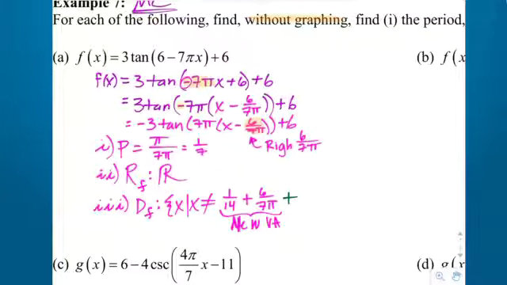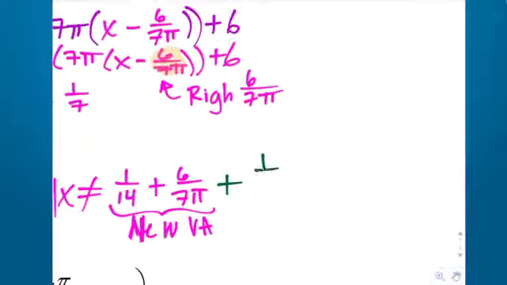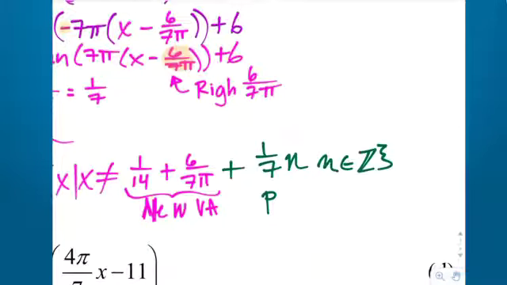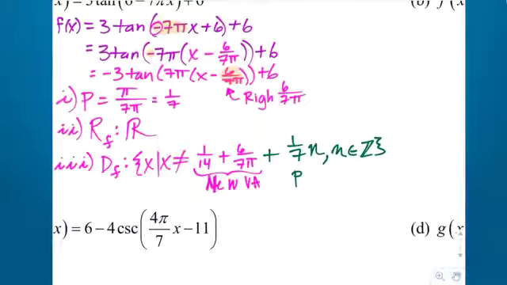All right? So what is the period for this graph? 1/7. So how far apart are the vertical asymptotes from each other? 1/7. So we'll just say plus 1/7, which is the period, times n, where n is an integer. And that takes into account full multiples of n, both positive and negative. And that would be your answer.